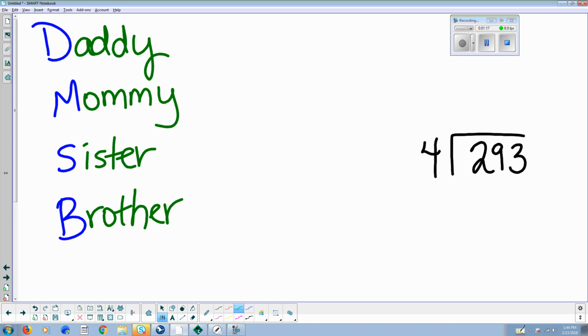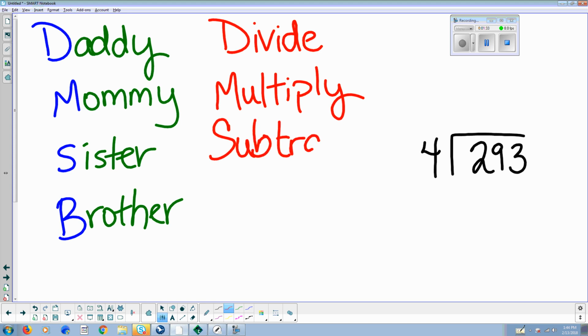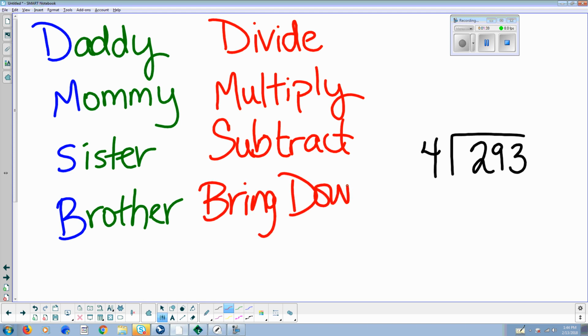Daddy, mommy, sister, brother, daddy, mommy, sister, brother. Daddy, we know, really means divide. Mommy, we know, really means to multiply. Sister really means to subtract. And brother really means to bring down. And these four steps make up the division algorithm.